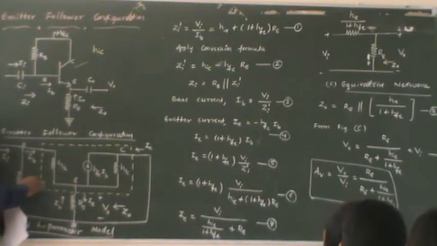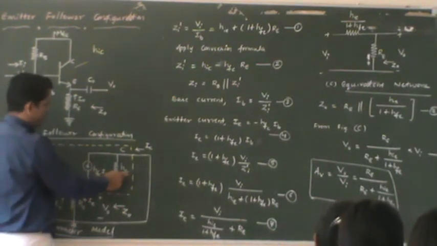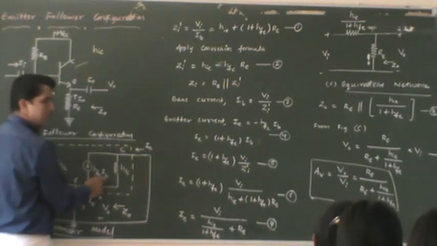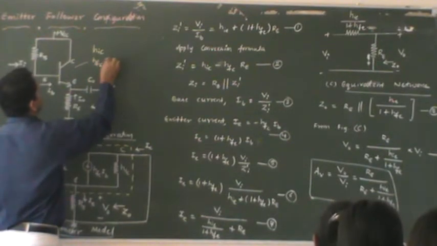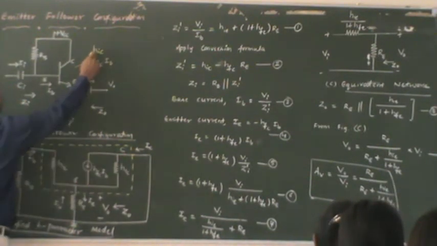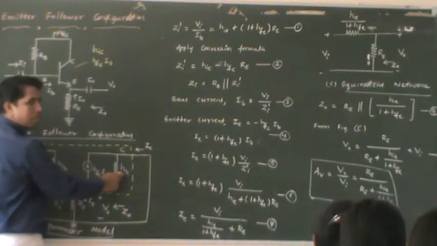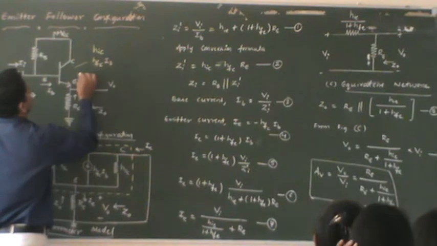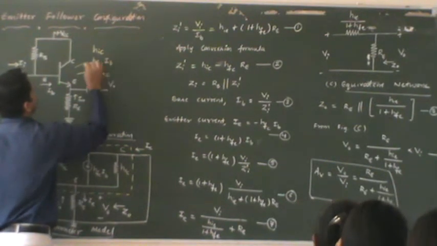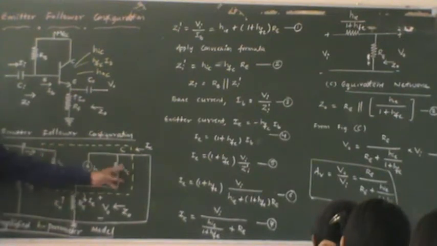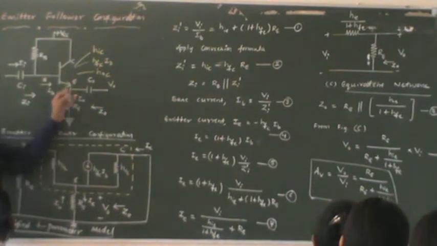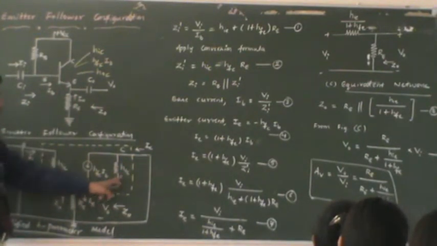So we have only the current source followed by the admittance. The current source is HFC times IB. So the second parameter of the transistor replacement is HFC times IB, which is a current source. This is a resistor, this is a current source, and lastly we replace the BJT with an admittance, which is HOC. So these three parameters replace the transistor. That's why we have shown this with a dotted box, showing that the transistor has been replaced with HIC, HFC times IB, and HOC.